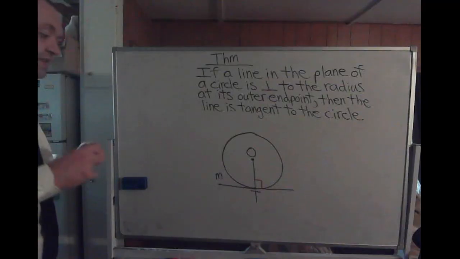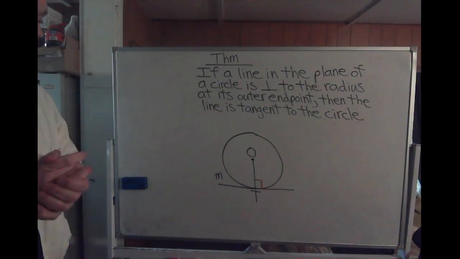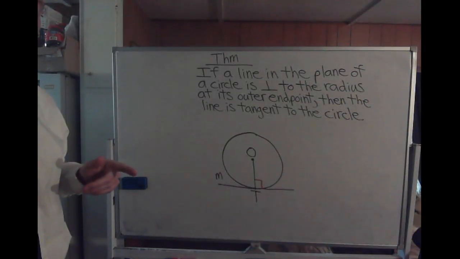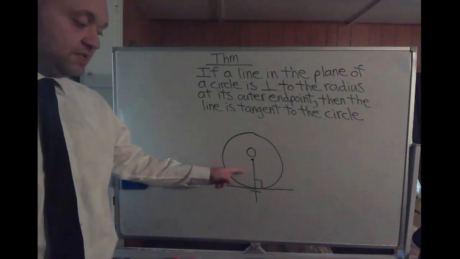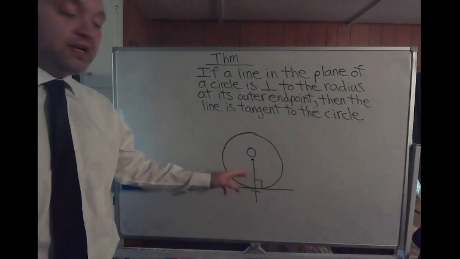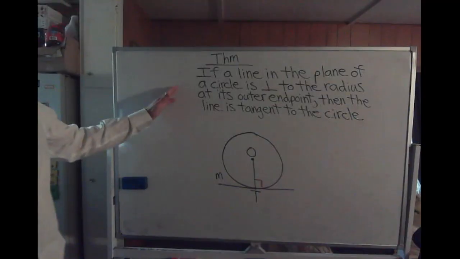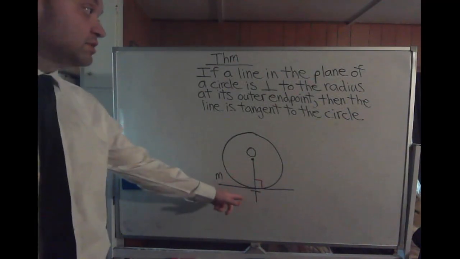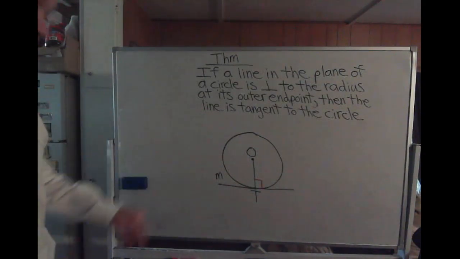So the first theorem stated that if you had a line that was tangent to a circle, then it was perpendicular to the radius at the point of tangency. Now this is the converse of that theorem. It states if a line in the plane of a circle is perpendicular to the radius at its outer endpoint, then the line is tangent to the circle.